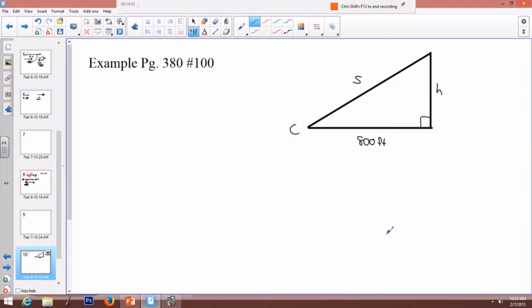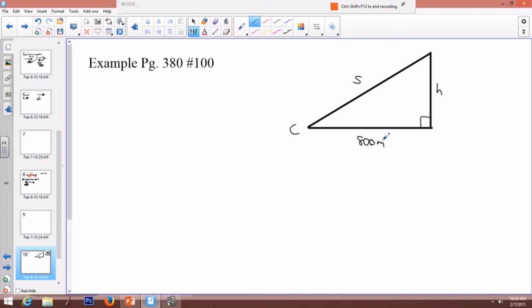I'm just going to read through it. It says a television camera at ground level is filming the liftoff of a space shuttle at a point 800 meters from the launch pad. And I have feet and they want me to have meters. So let's make that change right off the bat before I forget. Let theta be the angle of elevation to the shuttle, and let s be the distance between the camera and the shuttle. See the figure.